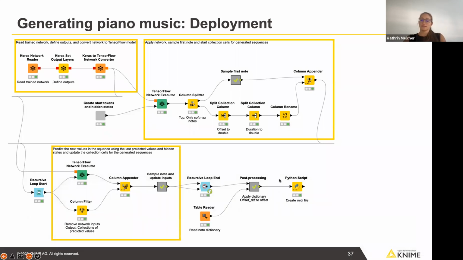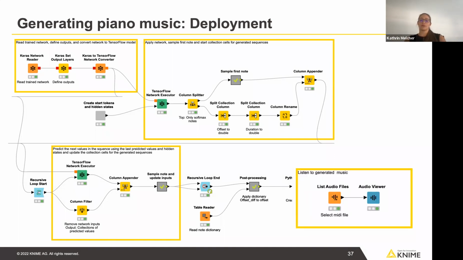And then afterwards, I need to perform some post-processing. I need to apply my dictionary again to encode the different classes again with values that can be understood by the Music21 library in Python. And then I have another Python Snippet node, which uses these sequences to convert them again into a MIDI file, so that I was able to share some music with you in a bit. And there is also an option to listen to your music in KNIME Analytics Platform, because we have this List Audio Files node where you can select a MIDI file. And then with the Audio Viewer node, you could also listen to the piano music or whatever music you want to generate inside of KNIME Analytics Platform.